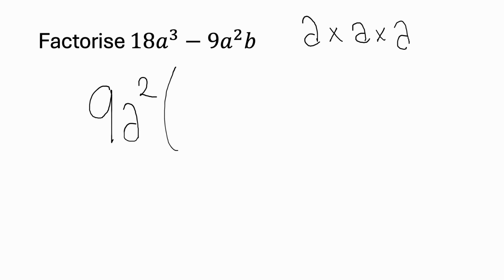9a squared times by what makes 18a cubed? So 9 times by 2 makes 18. And we have to times by another a to get that a cubed. 9a squared times by what makes negative 9a squared b? So to get from positive 9 to negative 9, you have to times by negative 1. So minus 1. And then a squared is the same, so don't need to add any extra a's, but then we do need to times by b at the end.